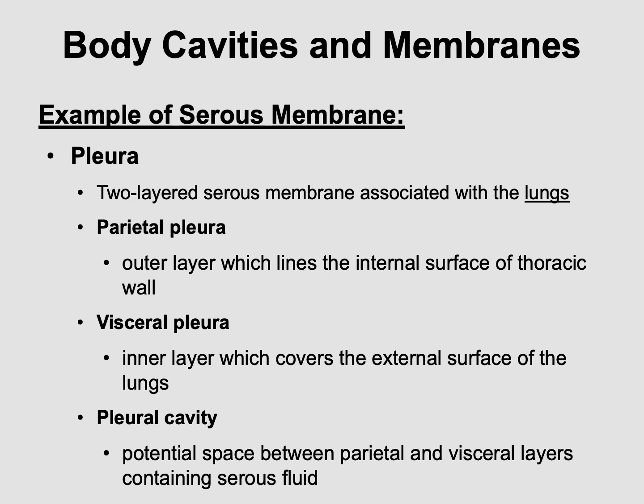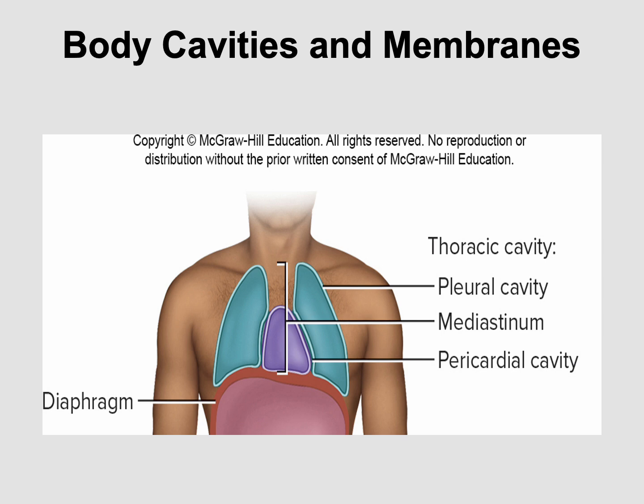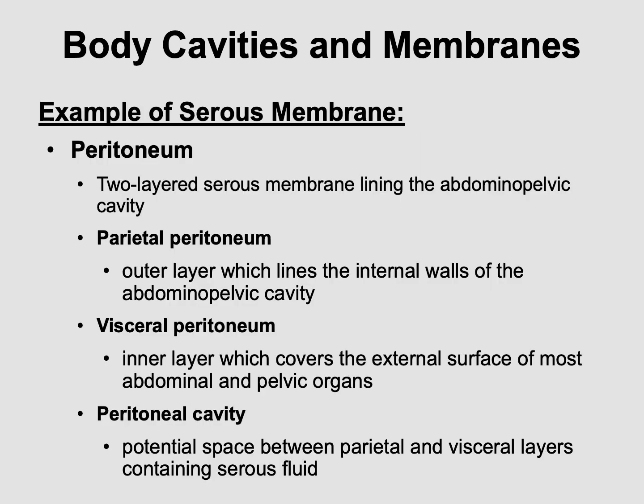And also we've got the pleural cavity, which is the cavity between the parietal and visceral layer, containing the serous fluid, which reduces friction. And this cavity, the pleural cavity, is very, very important because it also maintains pressure in the lungs. So once again, this is a picture looking at the thoracic cavity and the different cavities within it.